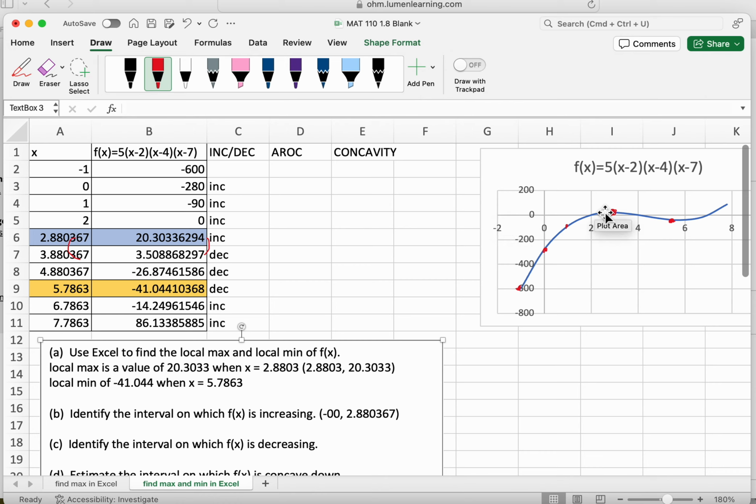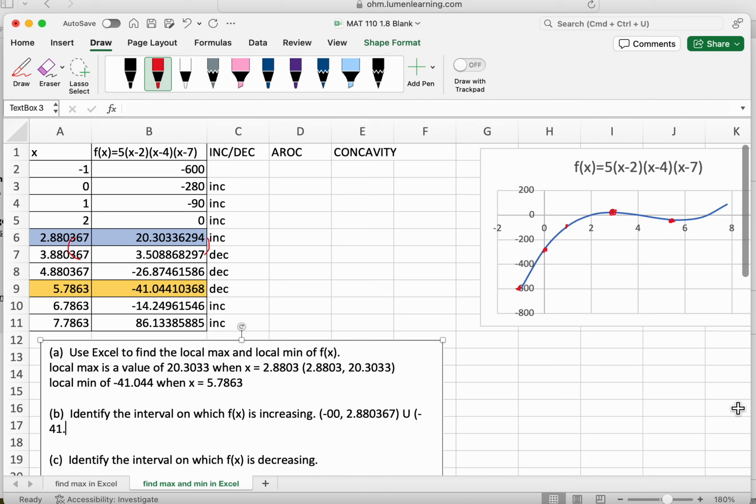Now my function goes up to that point and then it's decreasing, but from this minimum all the way up here it's increasing as well. See over here in my table, from the minimum now it starts to increase again. So I have to connect both those pieces with a union sign. It's increasing also from negative 41.044 all the way up to positive infinity.